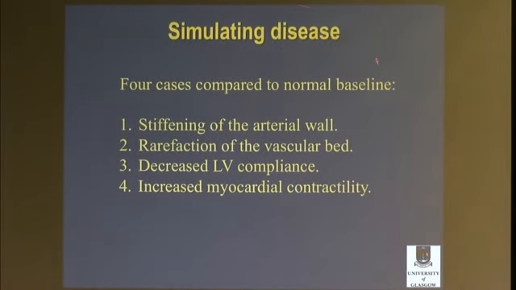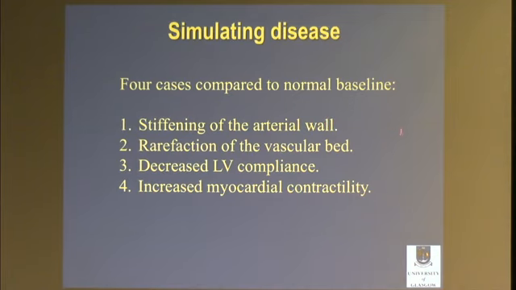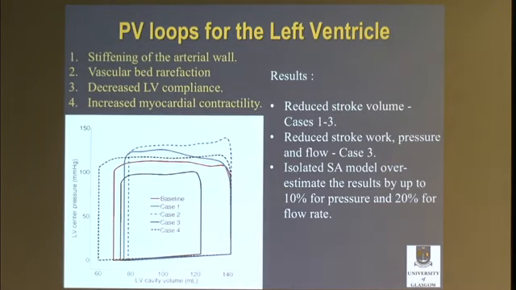And to illustrate the sorts of things that we can do, again, we can simulate disease, and we can look at what happens if you stiffen the arterial wall. I think this is stiffening of the smaller vessels. We can look at rarefaction of vascular beds. So this is not pulmonary hypertension. This is what happens in, for example, type 2 diabetes in the systemic circulation, and is one of the nasty complications of that. We can also look at having a stiffer LV, left ventricle, and also increased contractility. The myocytes are contracting more. Just to illustrate the sorts of things that we can do.